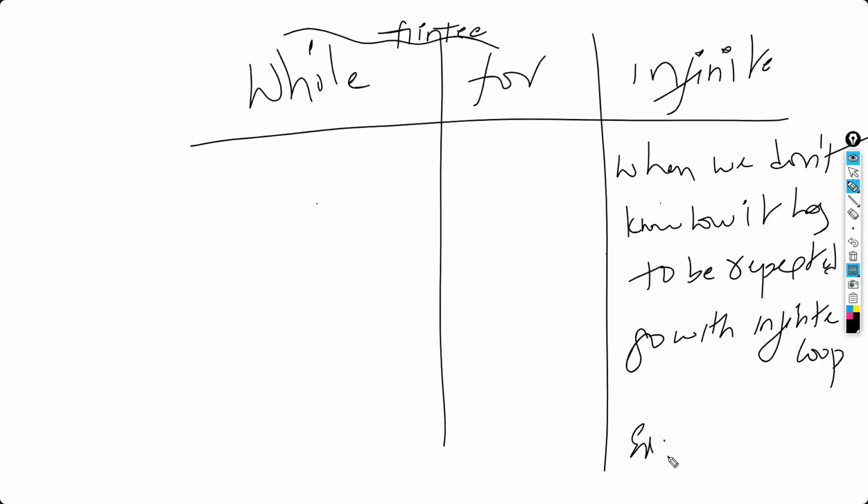Okay, is the point clear, guys? So when we don't know how many times it gets repeated, in that case we are going to have the infinite loop, right? Now coming to the finite, meaning limited number of times.